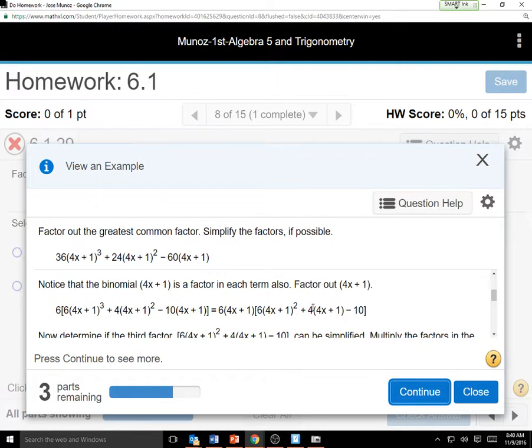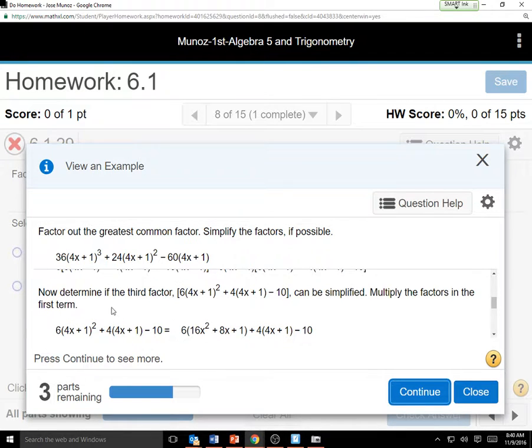Can you guys find where they factor out the 4x plus 1 here in this expression? Because I'm not seeing it. Oh, there it is. So here's the 6x. So there's the common factor. So this is what I did when I first started. Remember, I factored out what they had in common.